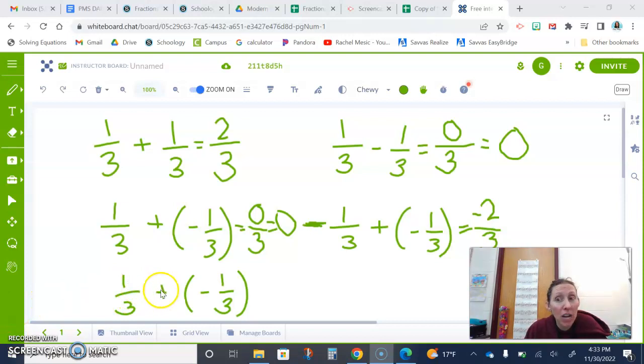So you can change subtraction to addition as long as you change the next number to the opposite. So I can change this to +1/3. So then it becomes the same as this one up here, and it would be 2/3.